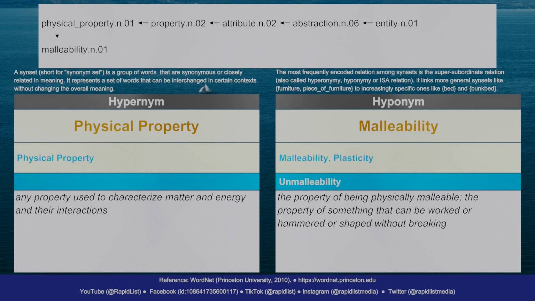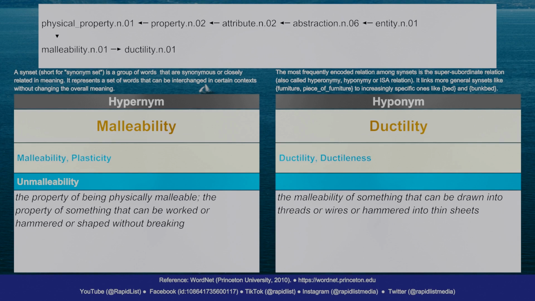Malleability. The property of being physically malleable, the property of something that can be worked or hammered or shaped without breaking. Ductility. The malleability of something that can be drawn into threads or wires or hammered into thin sheets.